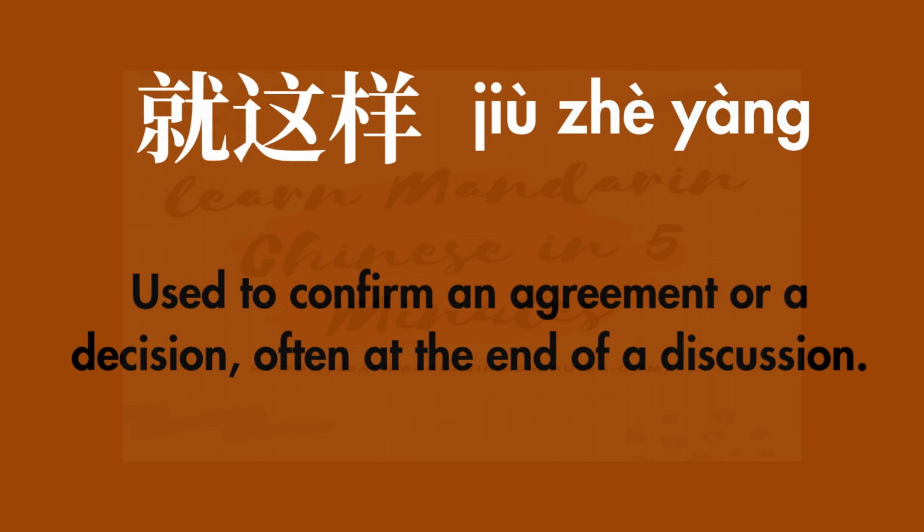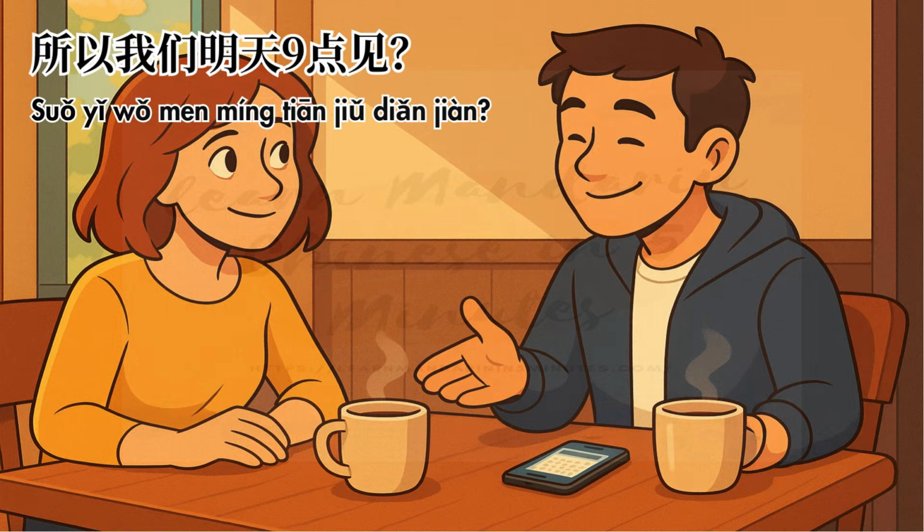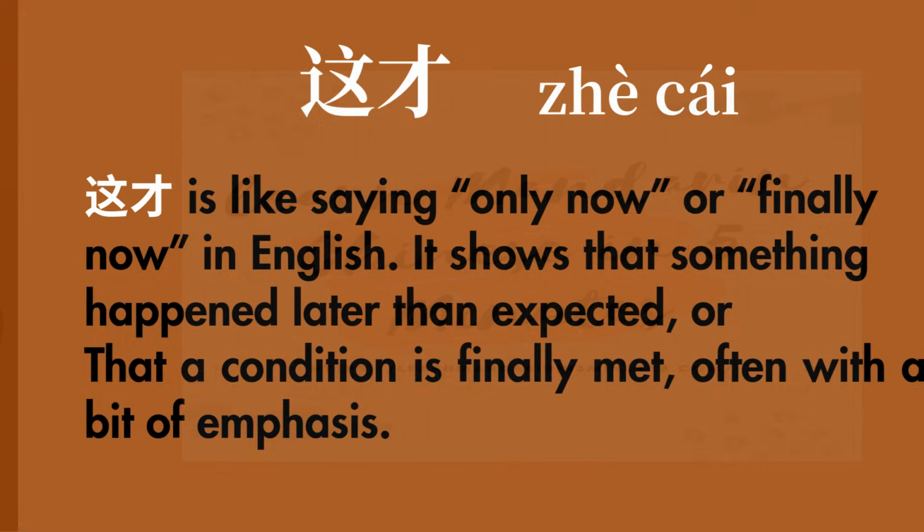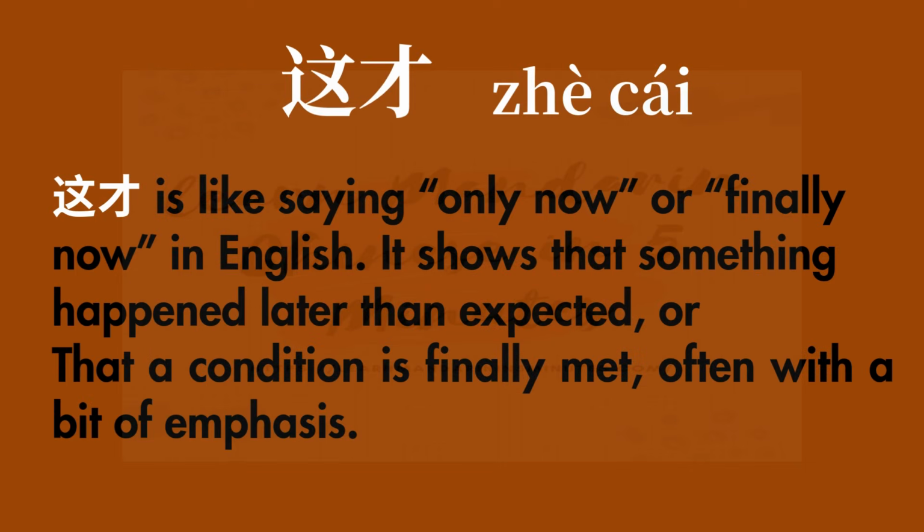For example, 所以我们明天9点见. So we'll meet at 9 tomorrow. 好，就这样. Okay, it's settled then. It's decided. 这才 This phrase is like saying only now or finally now in English.